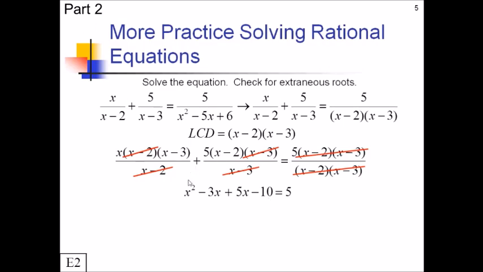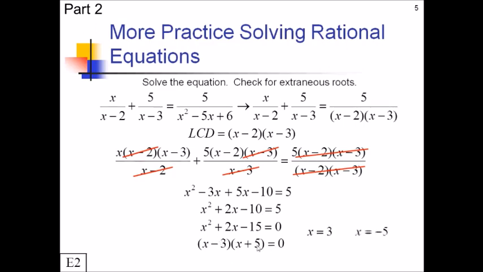Combining like terms, we'll have x squared plus 2x, and then if we move this 5 over, that'll be minus 15. All that equals 0. Factoring now, two things that multiply to negative 15 add up to 2. That would be positive 5 and negative 3. And if we set those equal to 0 and solve, we've got x equals 3 and x equals negative 5.